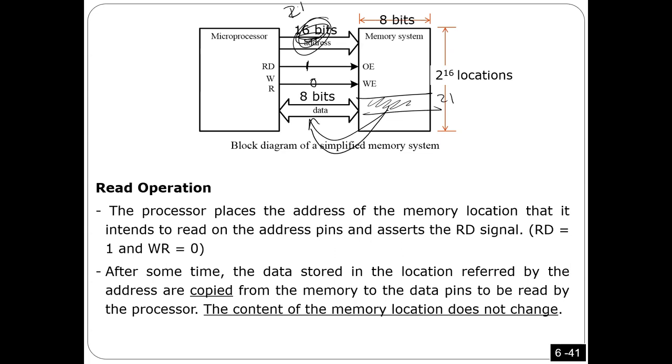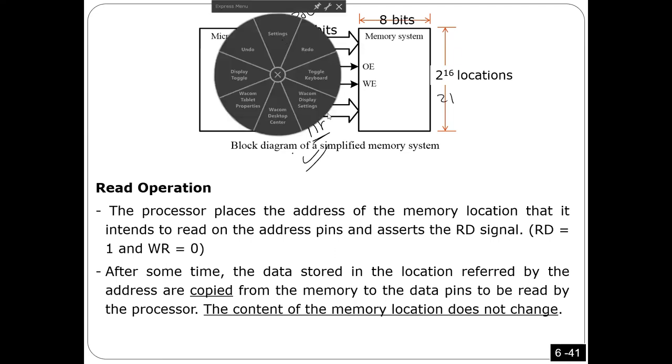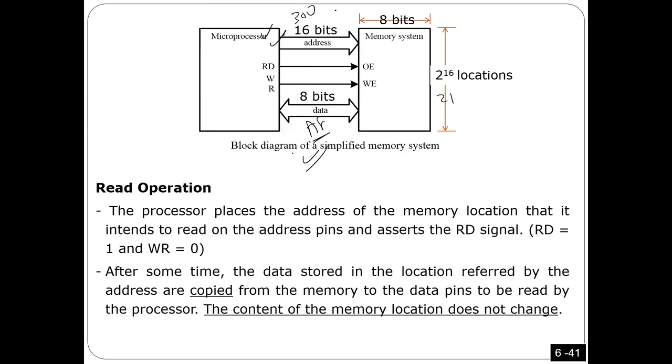What if I want to write? If you want to write, number one, you have to put the address. You have to tell me which location you want to write. Number two, you have to put what data. For example, I want to store AF in location number 300. Is that enough? No. You have to tell the memory, I already put the address, I already put the data, please start writing, by putting one here and zero here.